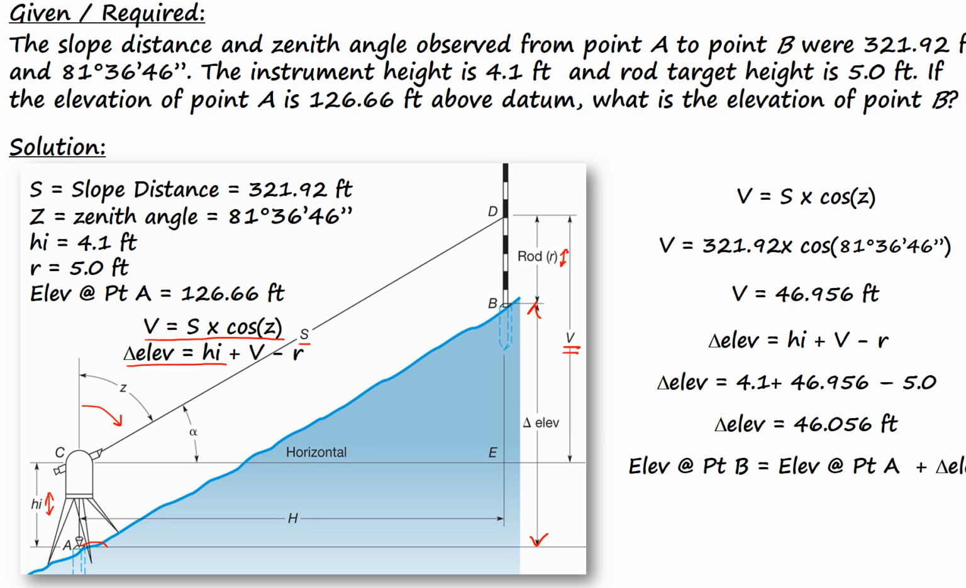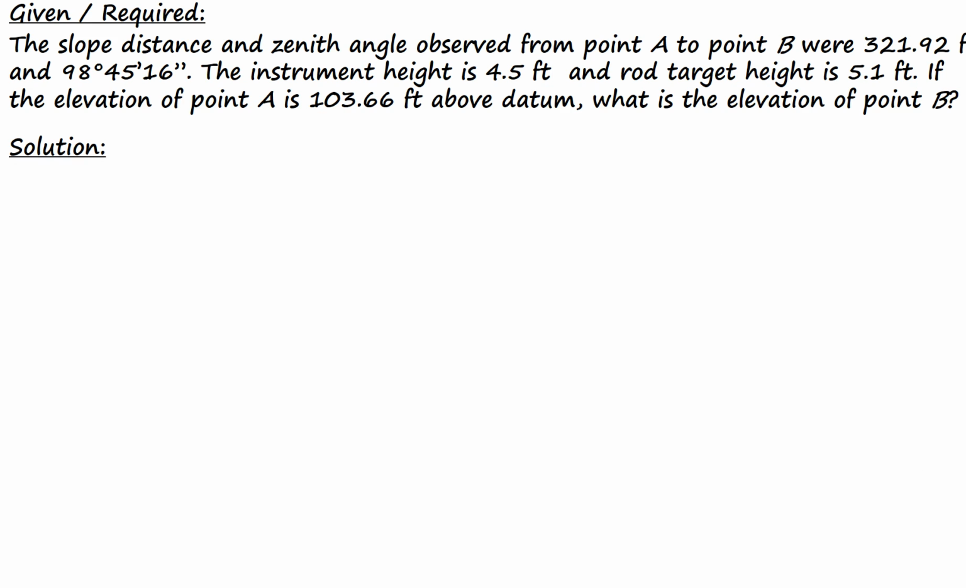Therefore, if I know that the elevation at A is 126.66, I'm going to add the 46.056 feet, and I'm going to come up with the elevation at B of 172.72.